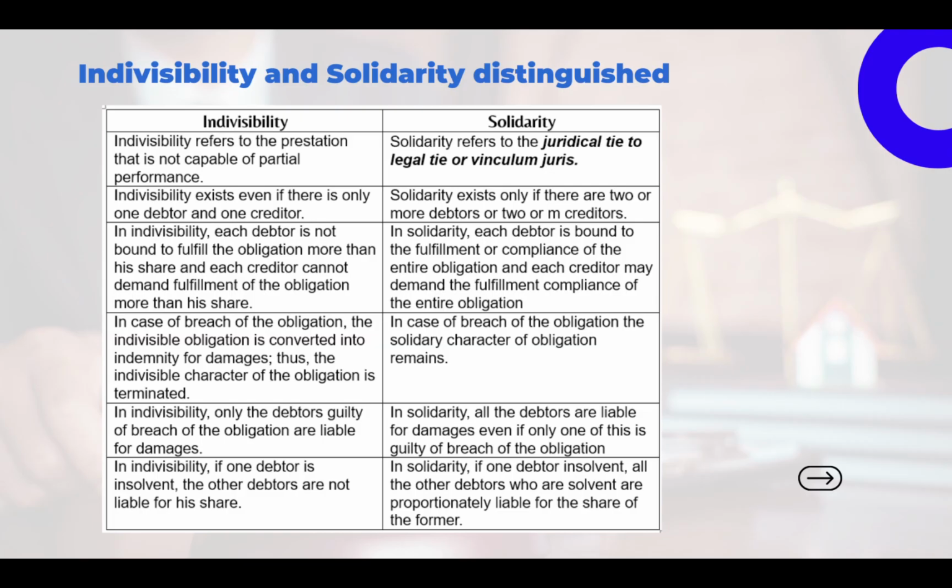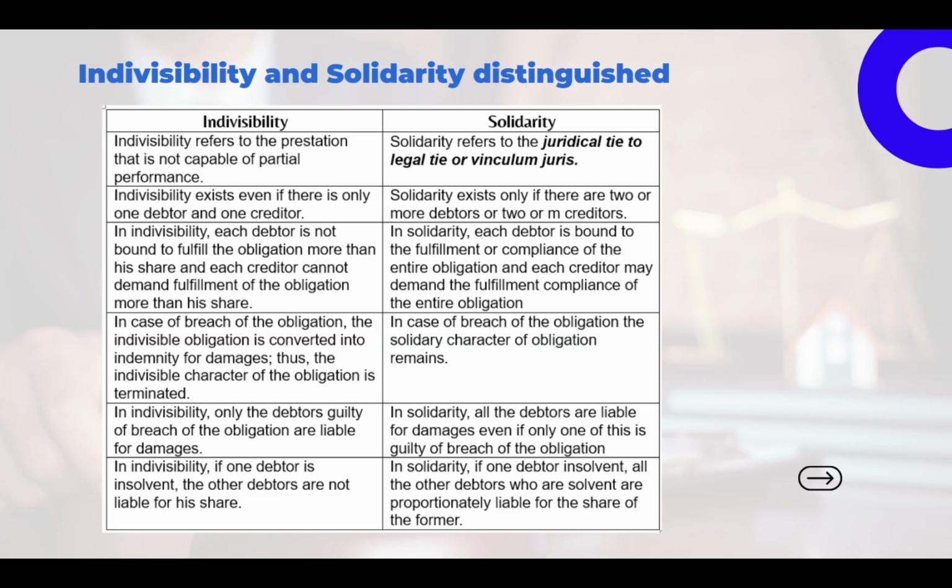At yung vice versa, yung creditor, pwedeng tumanggap ng buong utang. As compared sa indivisibility, wala namang ganon. Okay? Ang kanya, yung share niya lang dun sa indivisible prestation. In case of breach of the obligation, the indivisible obligation is converted into indemnity for damages. Okay? Kung indivisible, di magbabayad ka ng damages.